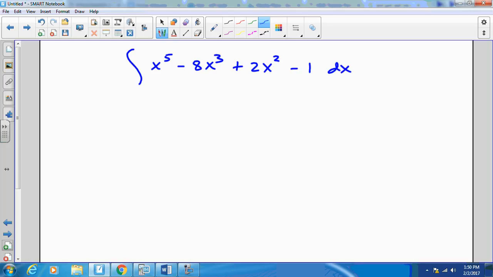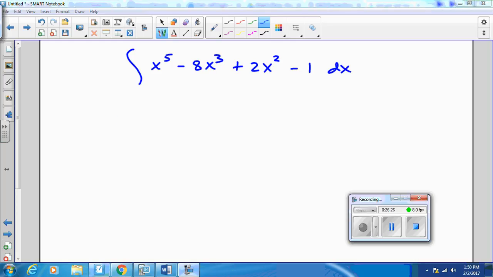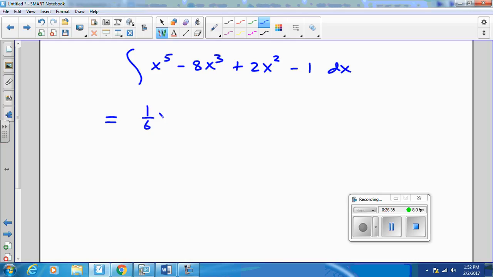Go ahead, find the antiderivative. When you're done, check yourself. Okay, Jennifer, what do you have? X to the 6 over 6 minus 2x plus 2x cubed over 3 minus x plus c. Did you check it? Good. Very good.